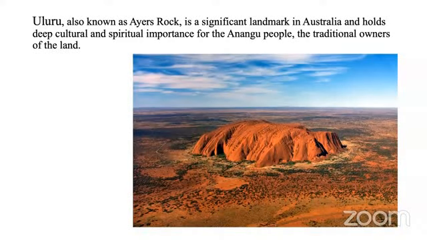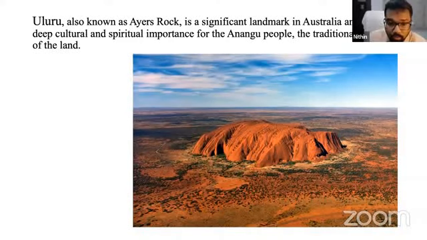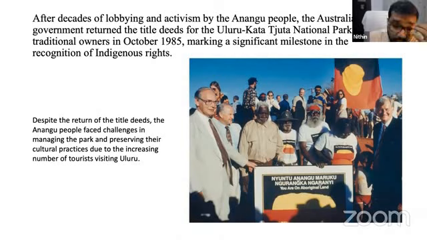And after a long protest, in 1985 the Australian government declared Uluru Rock and the area around it as Uluru Kata Tjuta National Park, and the rights were given to the Aborigines. So this we can see throughout Australian history, where land ownership is given to Aboriginals.